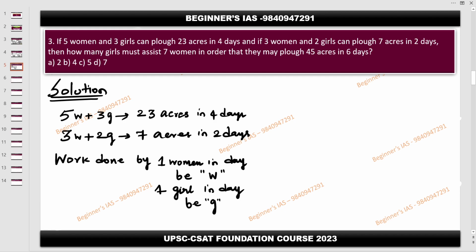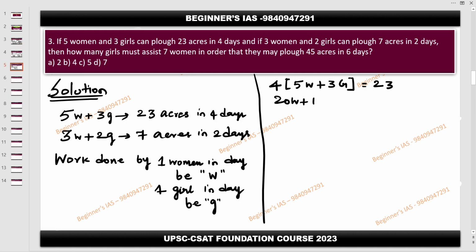Now move on with the question statement. We use the M into H into D logic here. So 4 into 4 days. Listen carefully. 4 days. How many people are working? 5 women plus 3 girls. What is the work done? 23 acres. So multiply this. Therefore 20 women plus 12 girls is equal to 23. Take this as equation number 1.